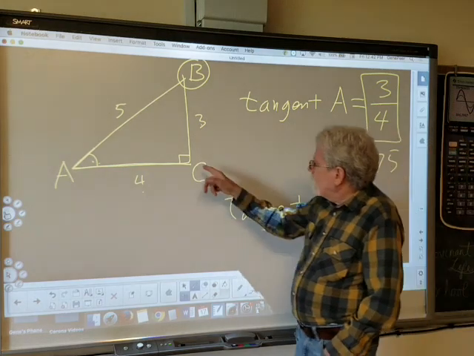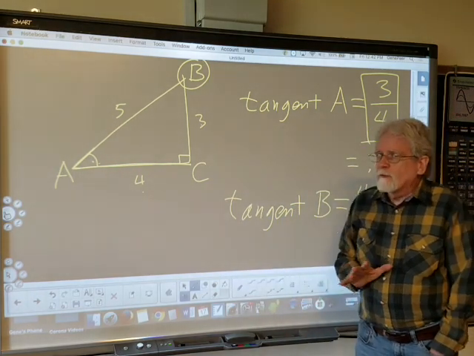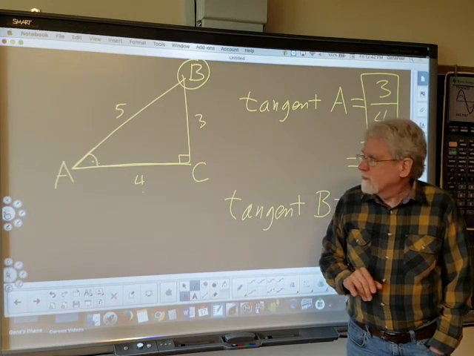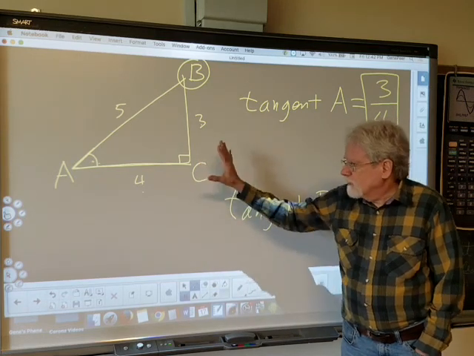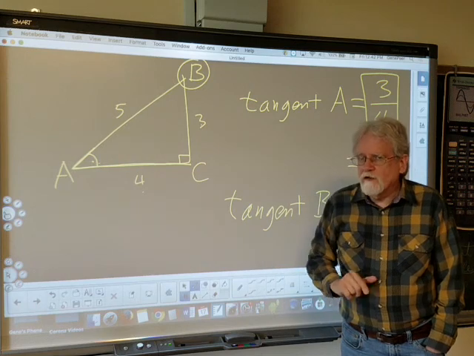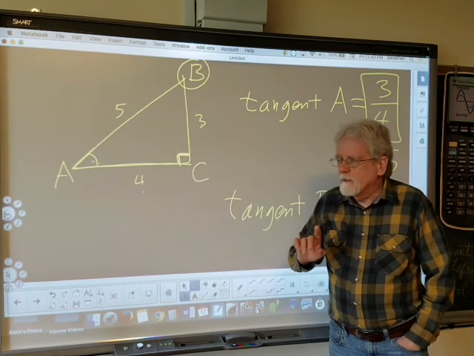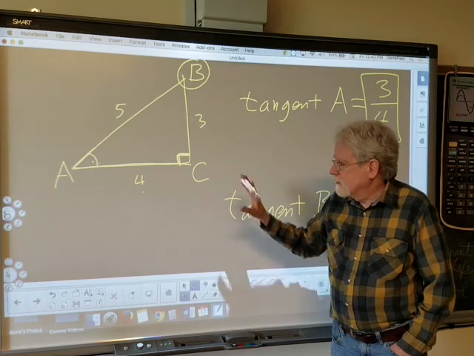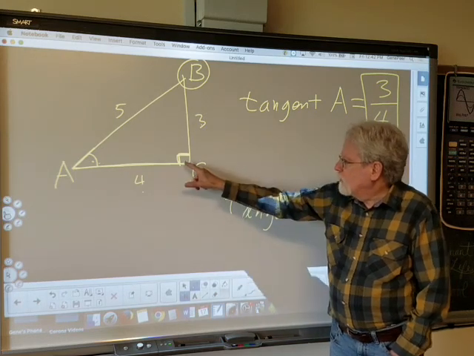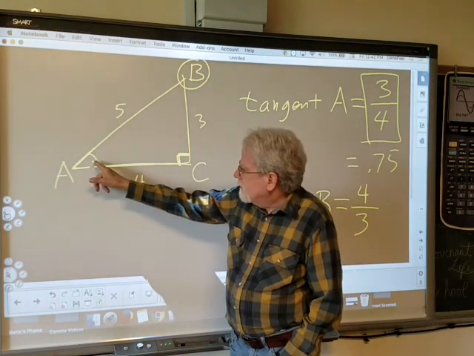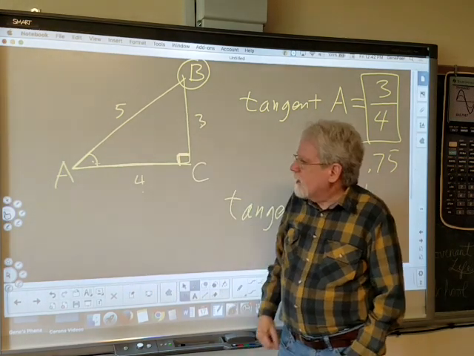What's the tangent of C? We're not going to mess with the tangent of C. We'll save that for pre-calculus. For now, let's just say this. We don't talk about the tangent of the right angle. We will some year, but not in this book. So we don't talk about the tangent of the right angle. We only deal with the tangent of the two acute angles, A and B.